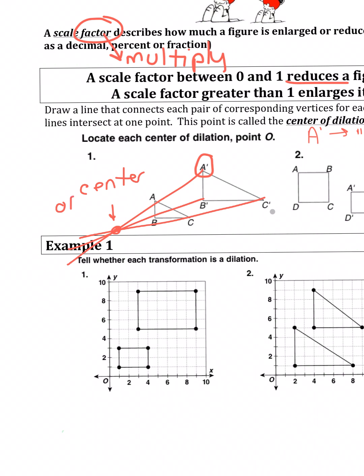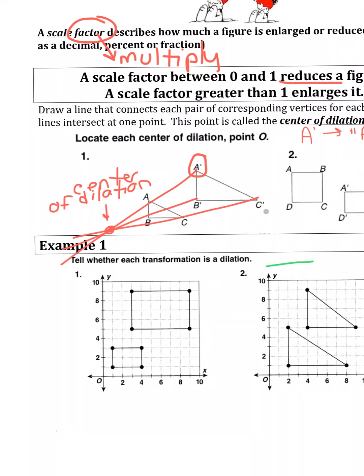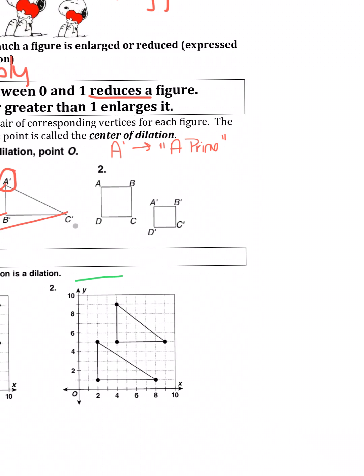If I do not find that they intersect, that actually proves that it's not a dilation at all if there's no center. Let's do the same thing for these rectangles over here. So we'll go ahead and connect the corresponding pieces. So A to A prime, B to B prime, C to C prime, and finally D to D prime. And we can see that our center of dilation is actually going to be all the way out here.